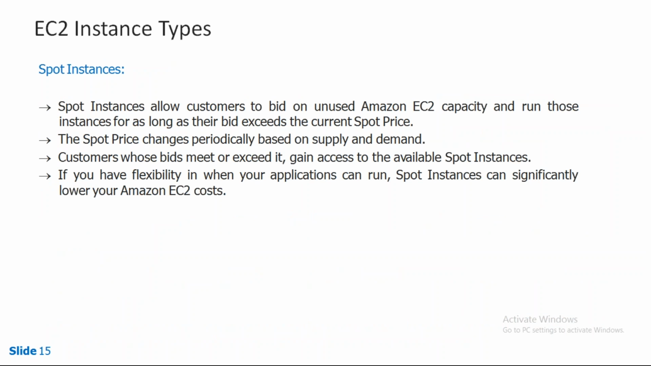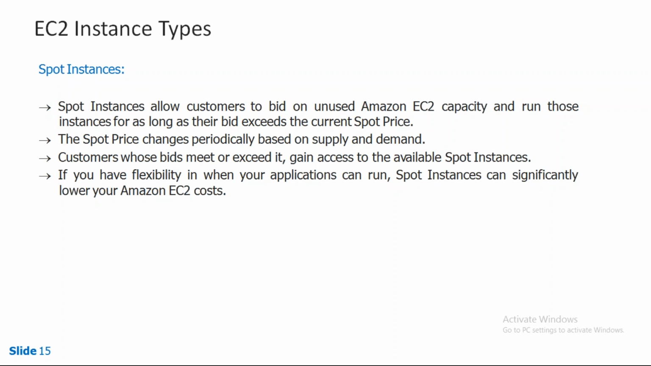Then next is spot instances. So we can bid with Amazon. Under that, spot instances allow customers to bid on unused Amazon EC2 capacity and run those instances for as long as their bid exceeds the current spot price. For example, the market price is, as we have discussed, 8 cents per hour, but you have bid 10 cents per hour. Still, Amazon will provide it for 8 cents per hour only.